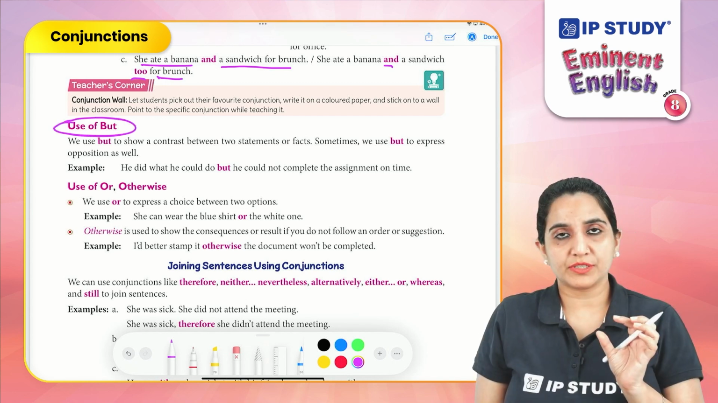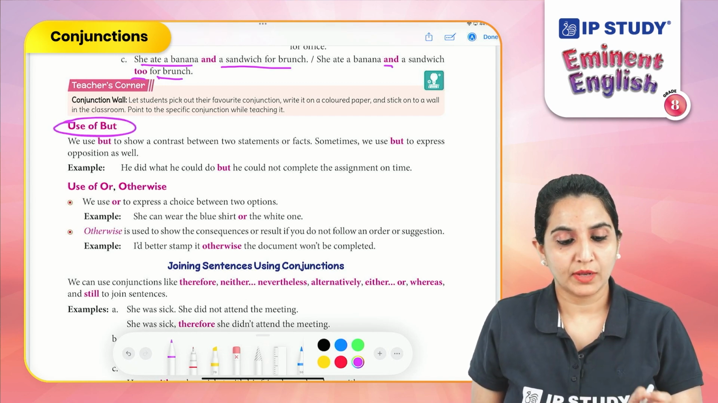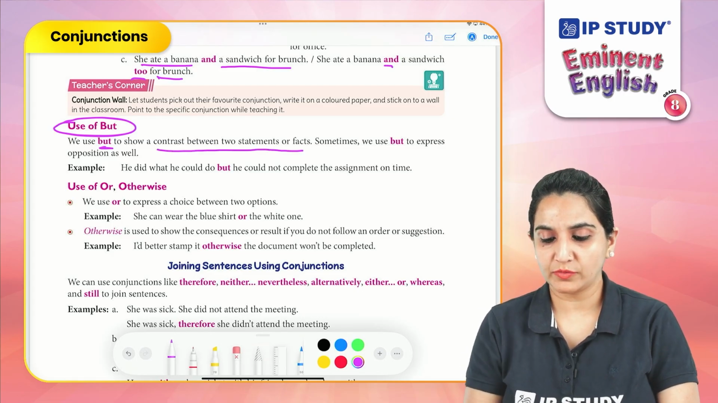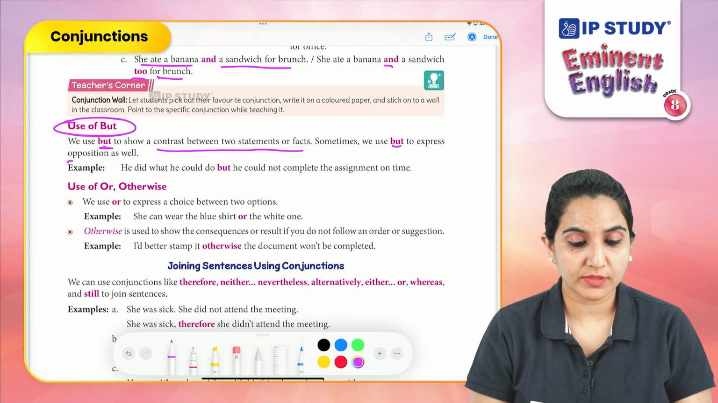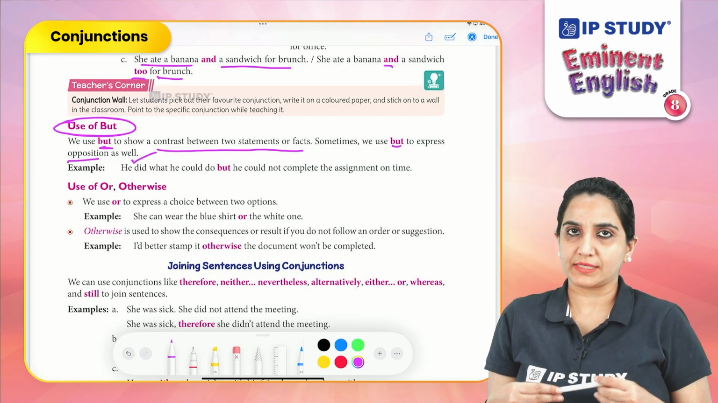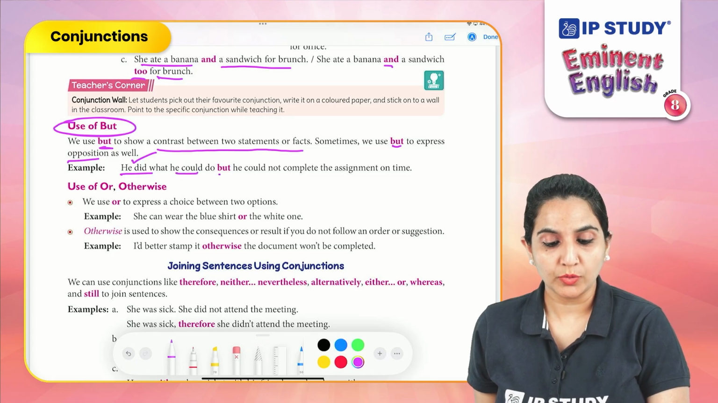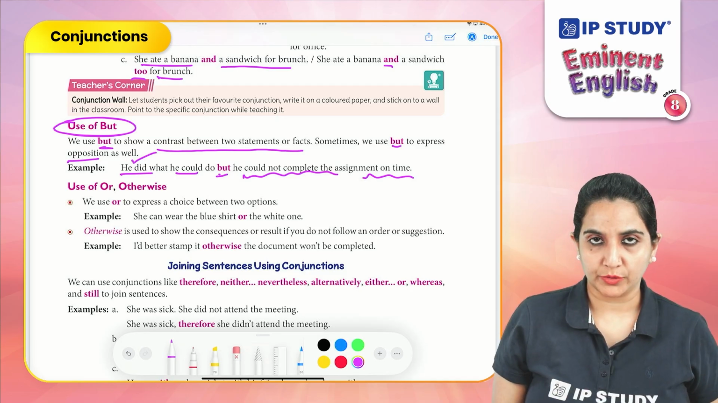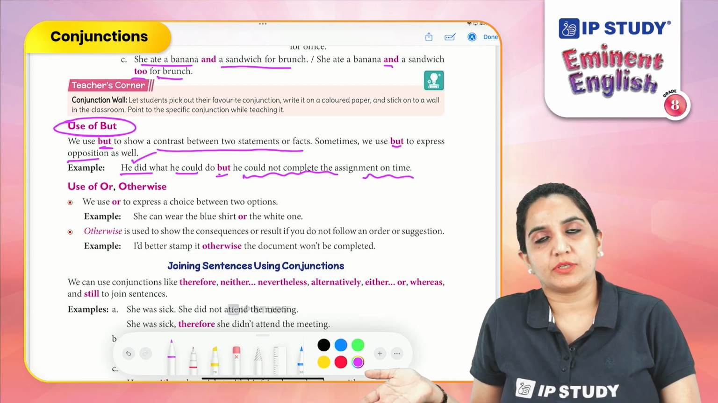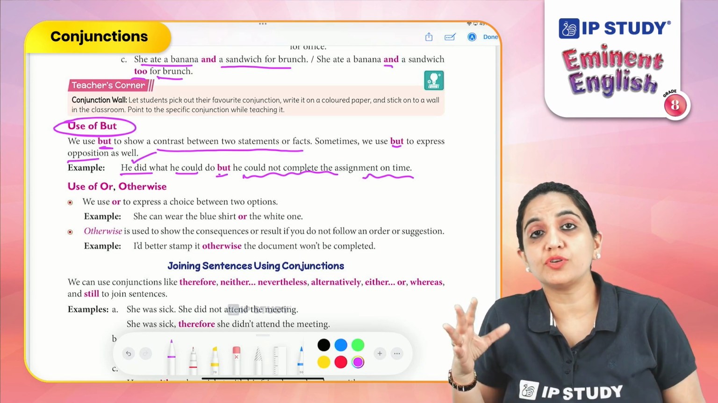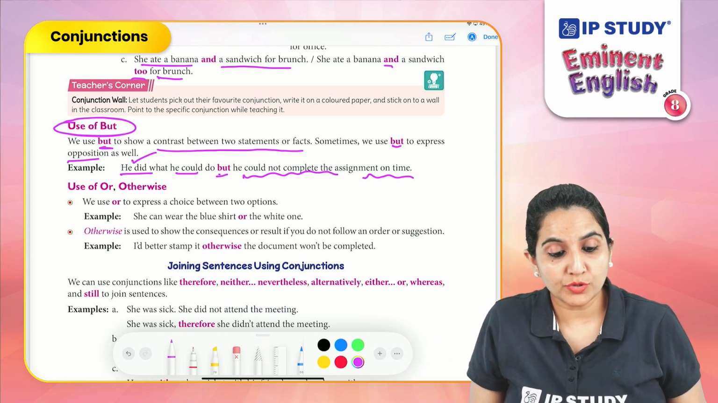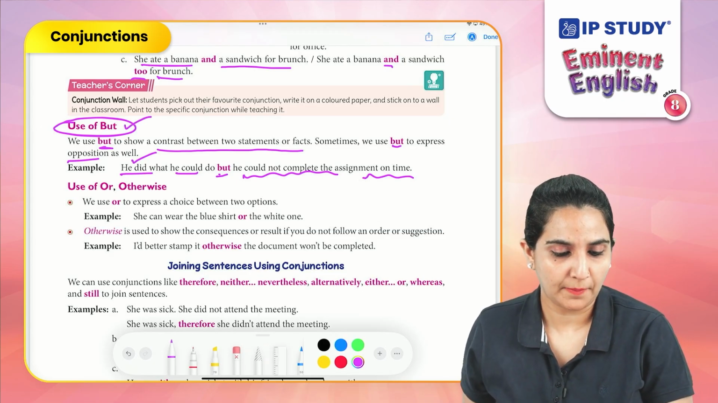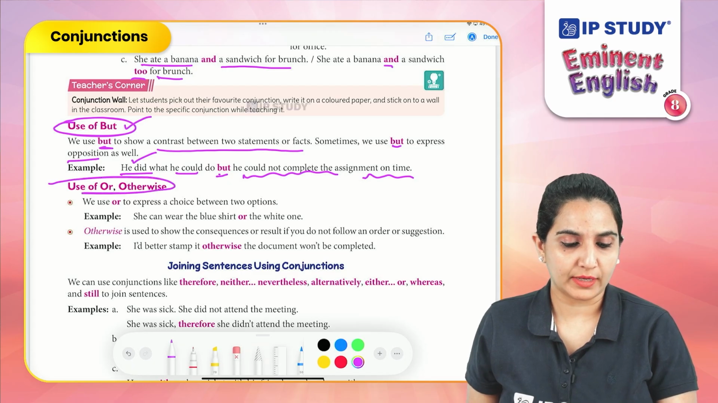Use of but. The conjunction but is used to show contrast. We use but to show a contrast between two statements or facts. Sometimes we use but to express opposition as well. He did what he could do, but he could not complete the assignment on time. So he did what he could do, but the assignment was not completed. He could not complete the assignment. So this shows the contrast between the two statements. When you show the contrast between two words or two statements or two facts, then we use the conjunction but.